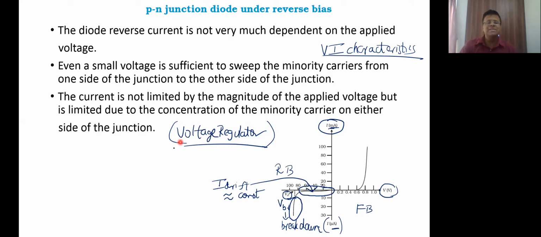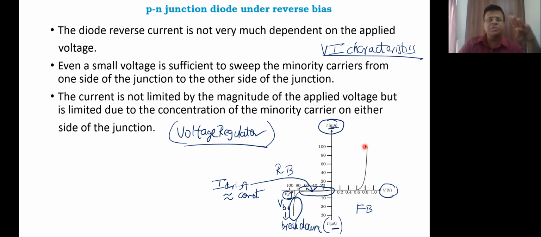Okay, so we will discuss in more detail the application of a PN junction as a voltage regulator, but that's a little bit later. Another thing you see here is that when your diode, your PN junction, is forward biased, up to 0.6 volt there is no current. And after 0.6 volt, there is an exponential increase in the current.